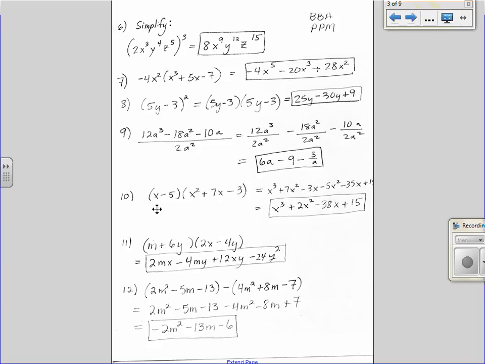This is double distributive. I'm going to take the x times each piece, and then finally I'll take the negative 5 times each. So I'll have 6 items, and then I'll simplify them by combining the like terms. Here we have a binomial times a binomial, so we're using FOIL. This one, be careful, because of the parentheses, we think that we should multiply, but that's not the case. This is subtracting, so we're going to take the negative times each of these terms, and then combine the like terms.